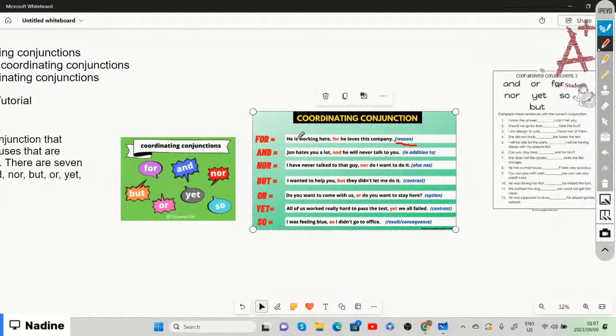When we use the conjunction and, it is basically to add on. In addition to, you're adding on. John hates you a lot and he will never talk to you. So it's like adding on to whatever the reason was, or the situation is, or the thing is.